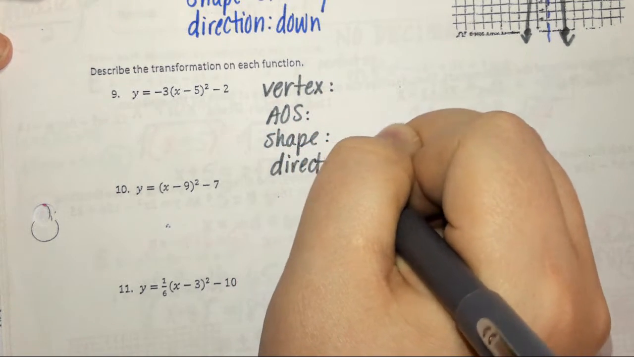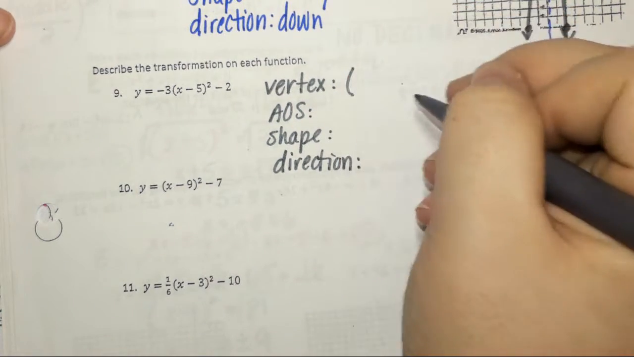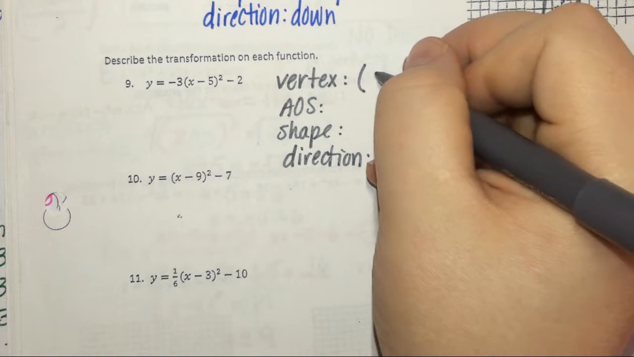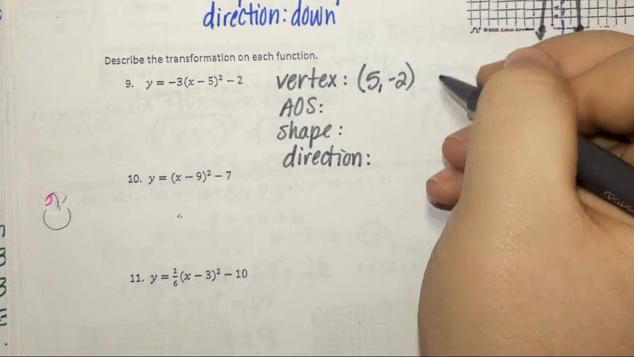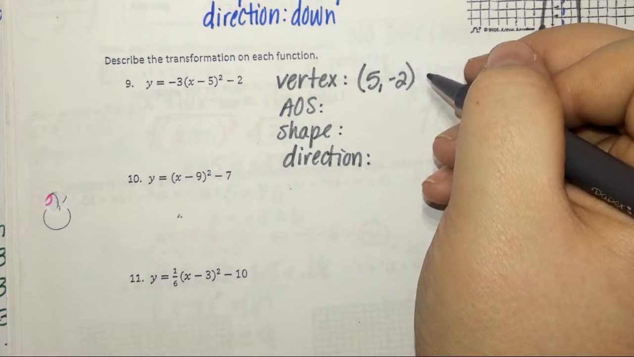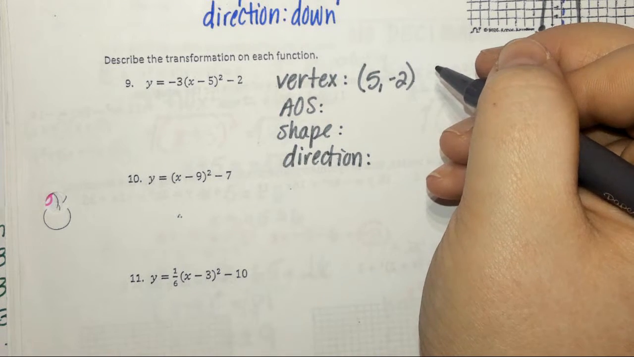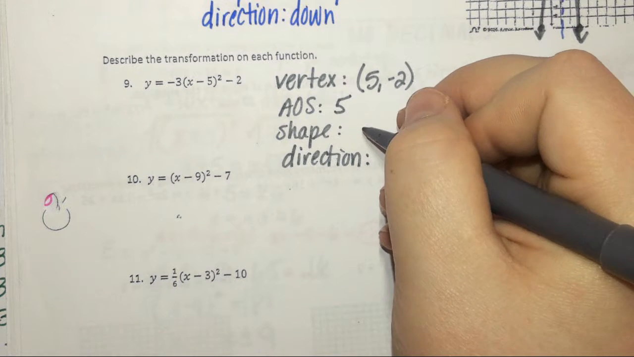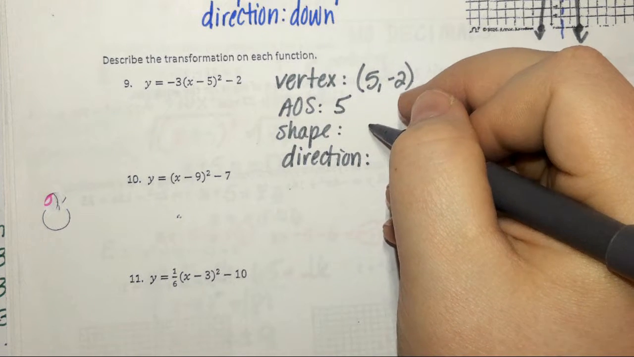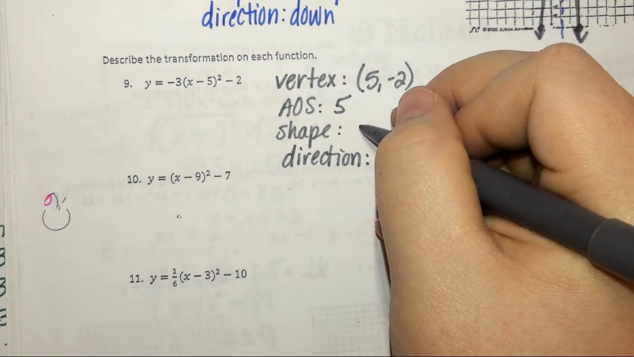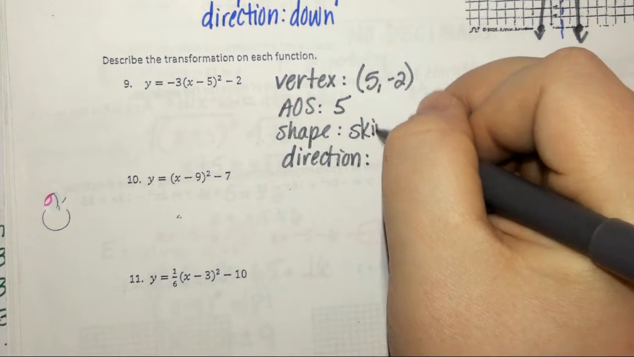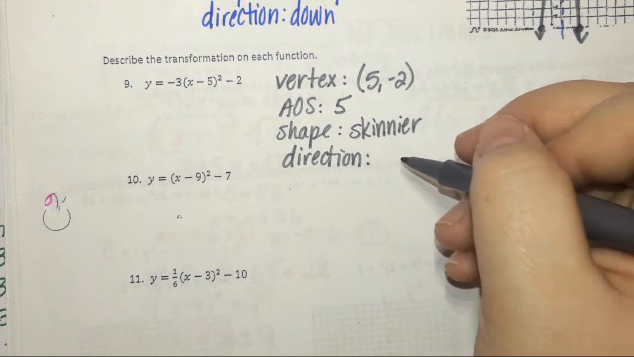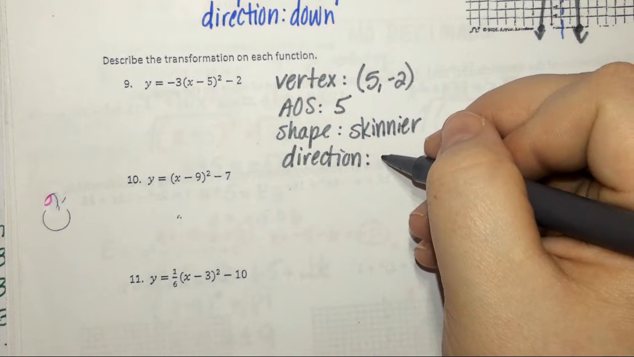So the vertex on number 9 is 4 and 4. We're going to give 4 the point. Axis of symmetry is 5. And the shape is, am I fatter? Am I skinnier? How's my shape? It's skinnier because of that 3. If you want to be mathematical, you can put stretched. The direction is up or down.